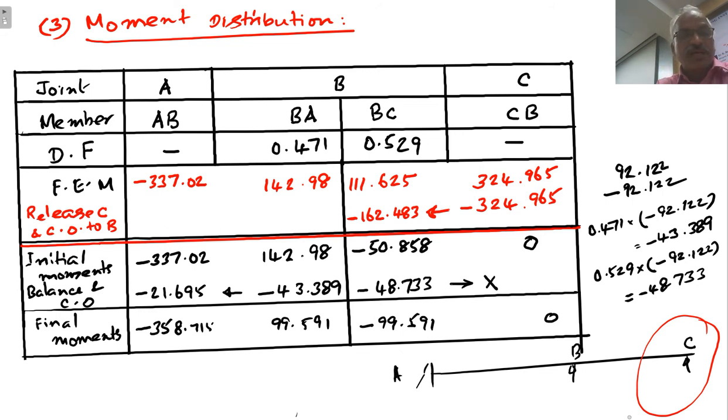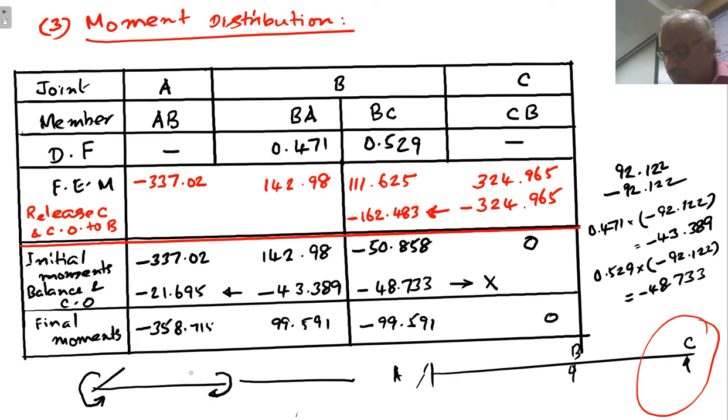Now we have to draw the bending moment diagram. We know there are two spans. So here it is minus, anti-clockwise, and here it is plus, clockwise. So this will cause tension at the top. This will also cause tension at the top. So we have to draw the support moments on the top, and here it is 0.